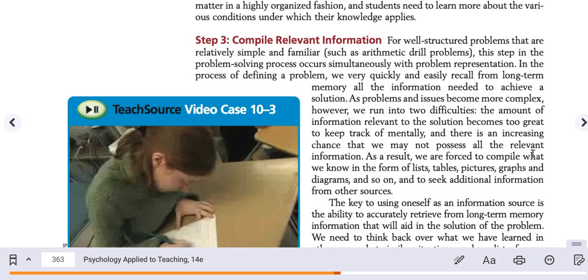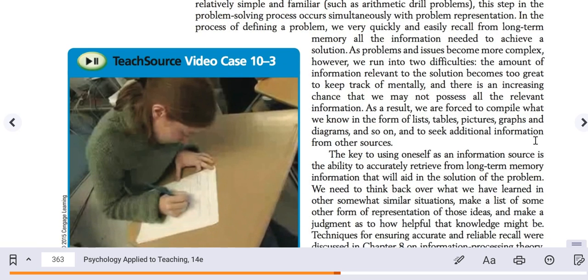The amount of information relevant to the solution becomes too great to keep track of mentally, and there is an increasing chance that we may not process all the relevant information. As a result, we are forced to compile what we know in the form of lists, tables, pictures, graphs, and diagrams, and so on, and to seek additional information from other sources.